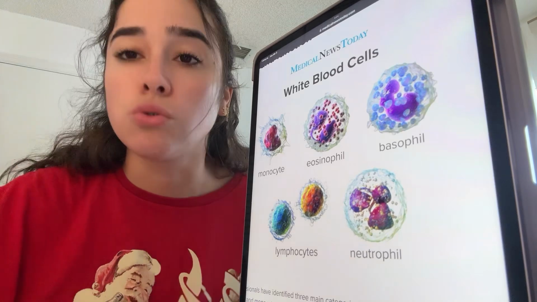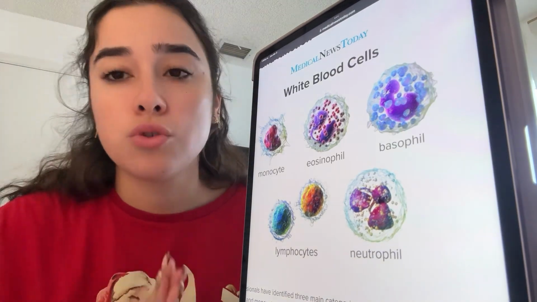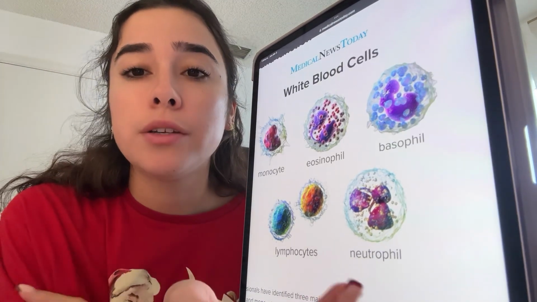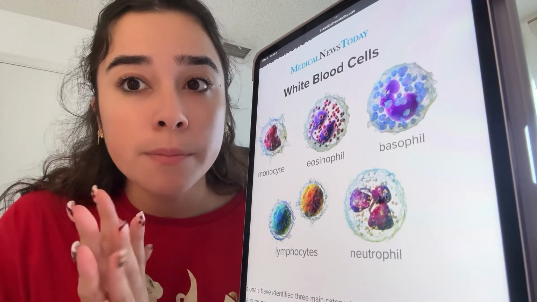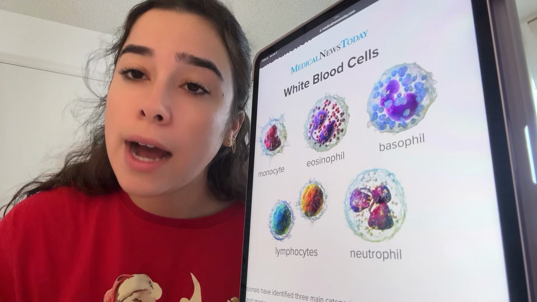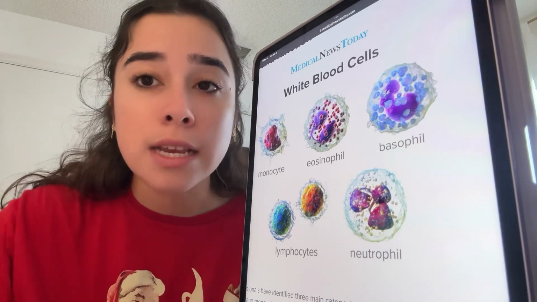Let's start off with neutrophils. They are the most abundant white blood cell, and they make up about 50 to 70% of them. They are quick to act and to fight any bacteria or fungi that has infected the body.